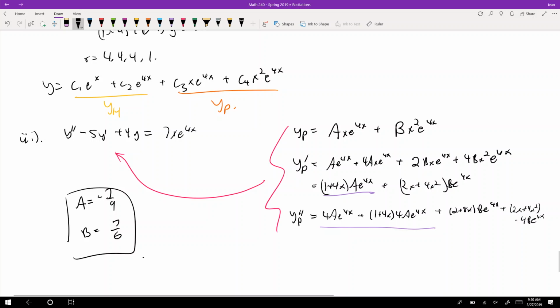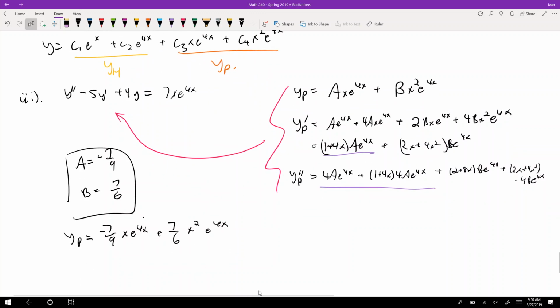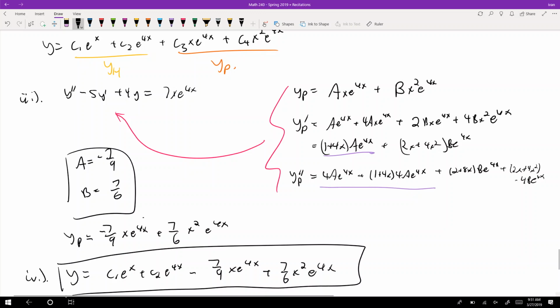Okay, so that means yp is equal to negative 7/9 x e to the 4x plus 7/6 x squared e to the 4x. And then your fourth step is that y is equal to c1 e to the x plus c2 e to the 4x minus 7/9 x e to the 4x plus 7/6 x squared e to the 4x.